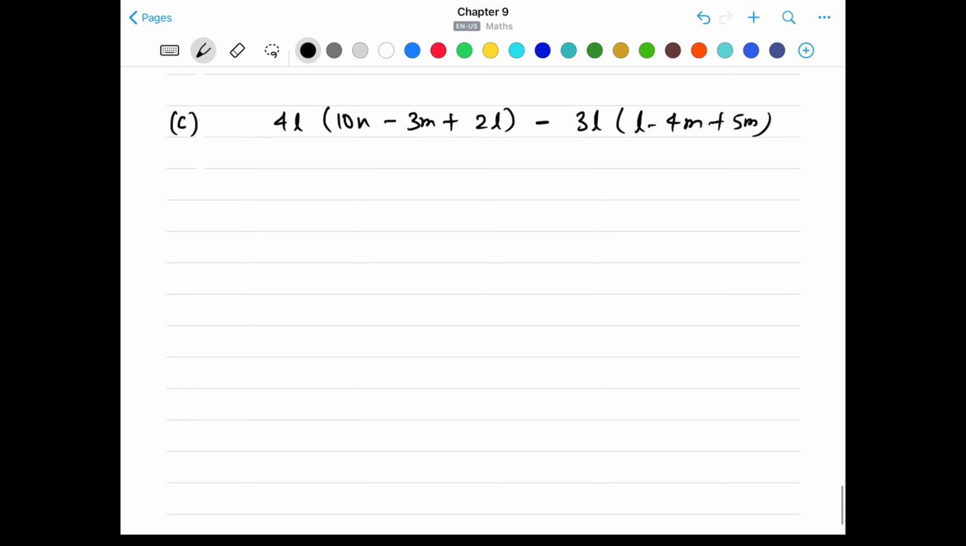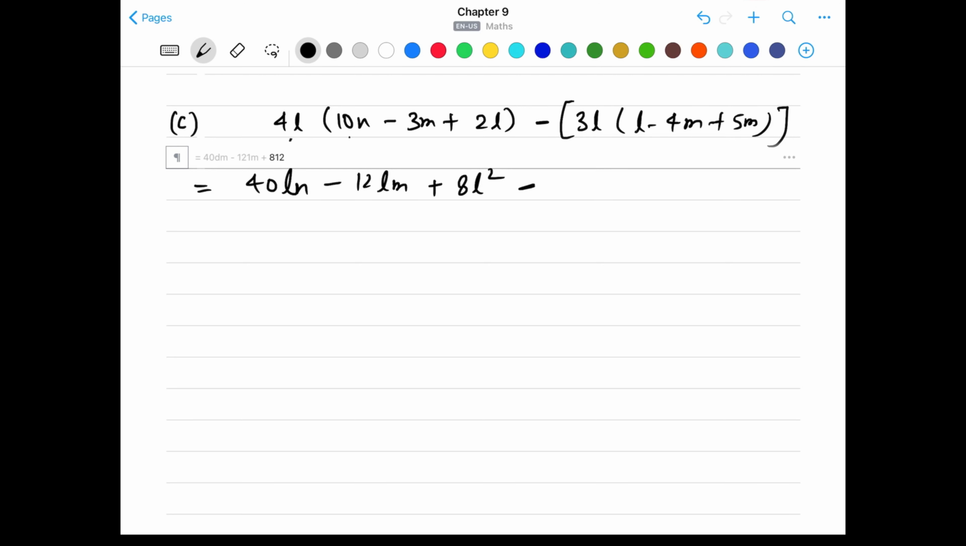Okay, so like I have written here, 4l into (10n minus 3m plus 2l), and we are subtracting this 3l into (l minus 4m plus 5m). Okay, so let's solve these expressions first. This 4l into 10n will give us 40 ln. Then 4l into minus 3m will give us minus 12 lm, and this 4l into 2l will give us plus 8 l square.